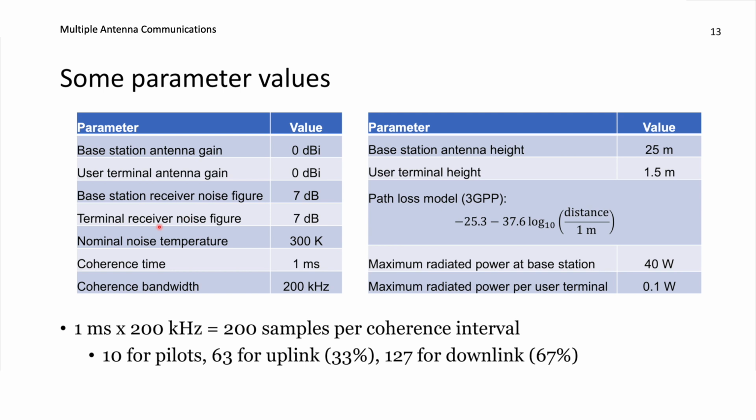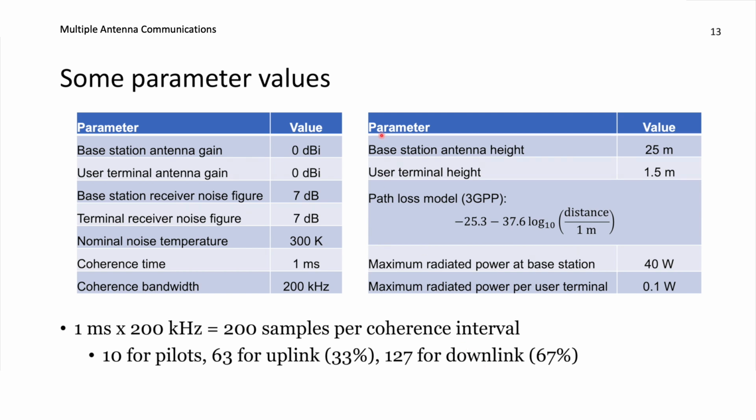We are considering coherence time of 1 millisecond and coherence bandwidth of 200 kilohertz. And if you multiply those numbers together, we have 200 samples per coherence interval to do our communication. Out of those 10 are used for pilots, because we have 10 users. And then we are dividing the rest of it between the uplink and the downlink, so that we have 1/3 or 63 of these samples for uplink, and 2/3 or 127 for the downlink. So from that perspective, we are expecting that we will send more data in the downlink than in the uplink. So let's adapt our operation for that as well.